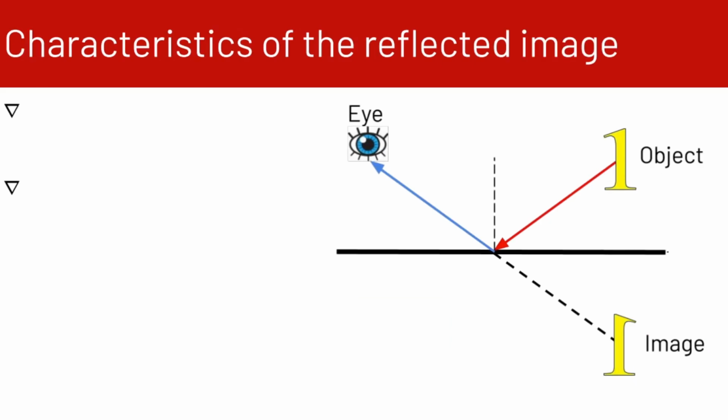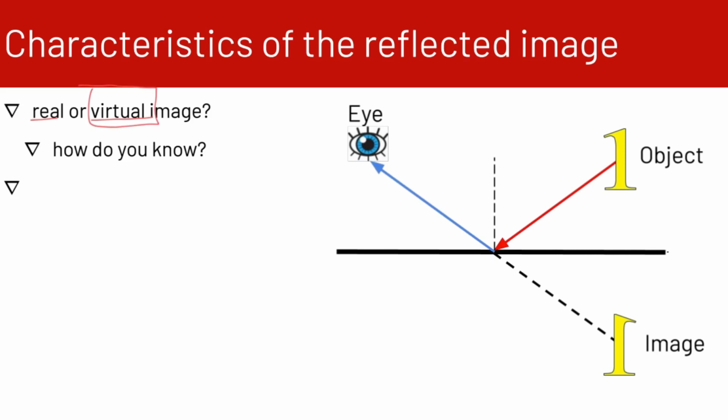So what about the characteristics of the reflected image? What information about the reflected image do we know about a plane mirror? Do we have a real image or a virtual image from a plane mirror? And how do we know? We have a virtual image created by a plane mirror, and a virtual image is an image that does not have any light passing through it.